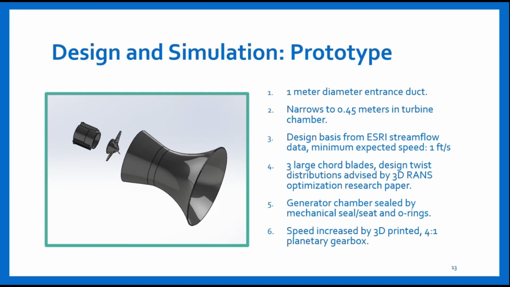So that was useful. And then the generator chamber, there's air on the inside, and it's sealed by a mechanical seal, seat, and 2 O-rings. And then we also 3D printed in PLA a 4-to-1 planetary gearbox to increase the speed at the generator output.